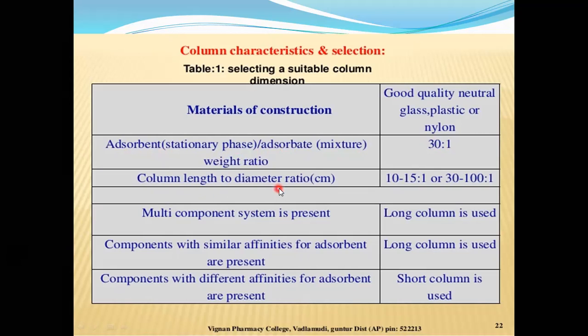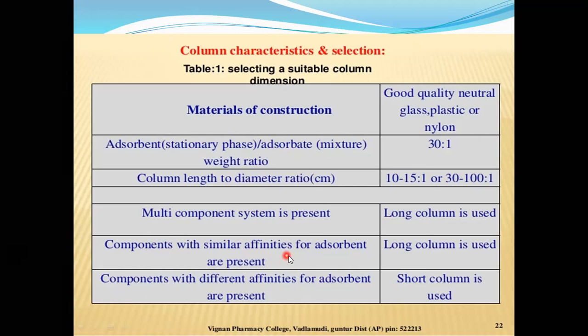Next, the column length and diameter ratio should be like this. Our column length should be 10 to 15 centimeters or millimeters, and the diameter should be 1. Okay. And next, if a multi-component system is present, a long column is to be used. Multi-component means if we need to separate more components, then we require a long column.